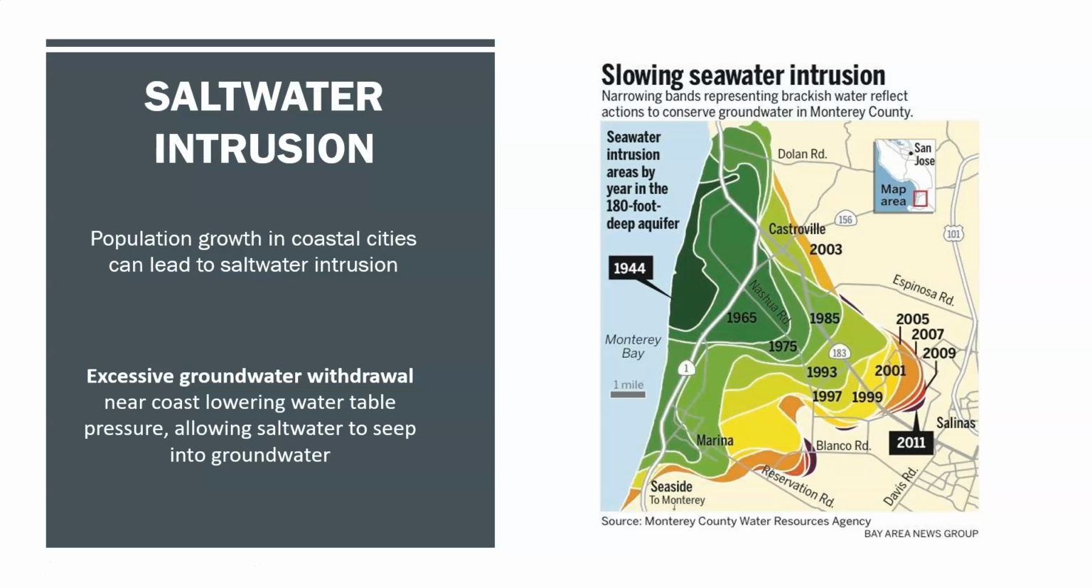An additional issue with urbanization is what's called saltwater intrusion. Growing populations in coastal cities withdrawing water from their groundwater areas can lead to saltwater intrusion. And we see this in the 180-foot deep aquifer over here around south of San Jose, in Monterey County. Over time, from 1944 up to 2011, the saltwater intrusion has gotten really far inland. And this is because the water table has been lowered. So they're taking water, it's allowing the pressure to get too low, allowing that salt water from the ocean to seep into their groundwater.